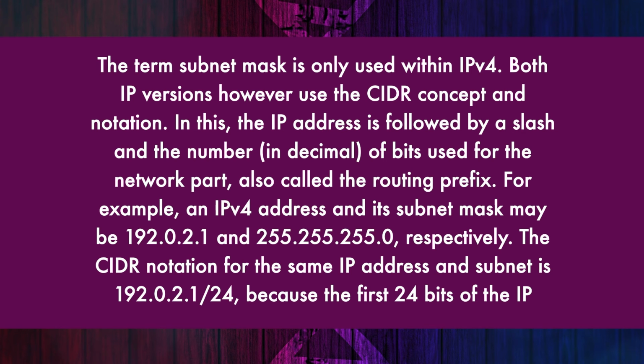In this, the IP address is followed by a slash and the number in decimal, and these number of bits are used for the network part, also called the routing prefix. For example, an IPv4 address and its subnet mask may be 192.0.2.1 and 255.255.255.0 respectively. The CIDR notation for the same IP address and subnet is 192.0.2.1/24, because the first 24 bits of the IP address indicate the network and the subnet.